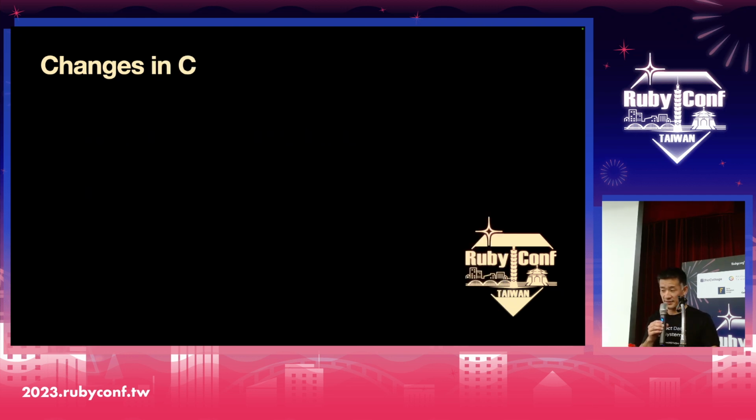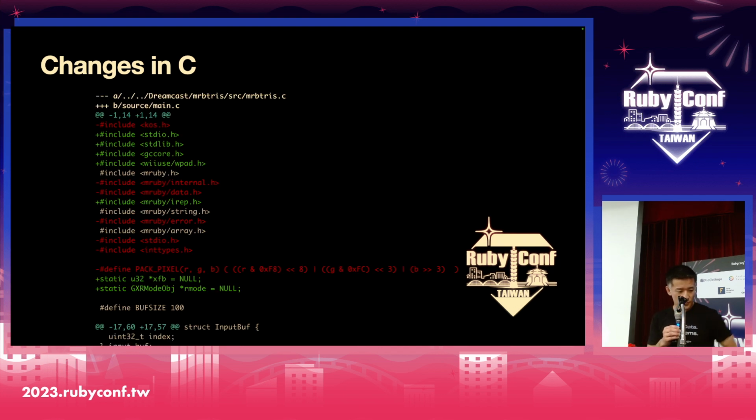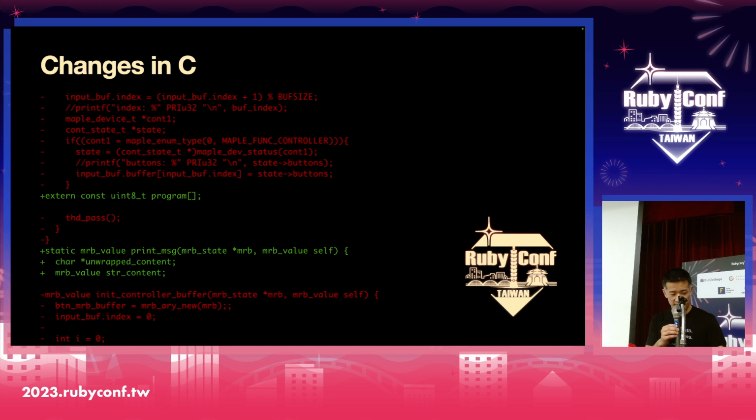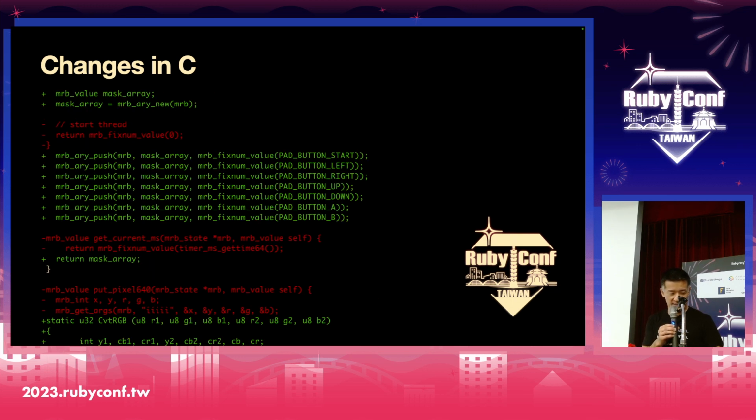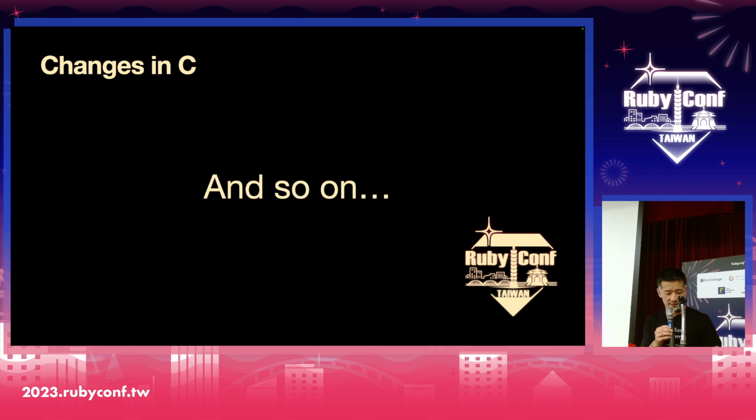And here are some of the changes that were required in C. These are just header changes and some platform related changes, but none of it is really important. Actually, the diff isn't really useful, but what's important is that a lot of changes happened in C, and there's a lot more.